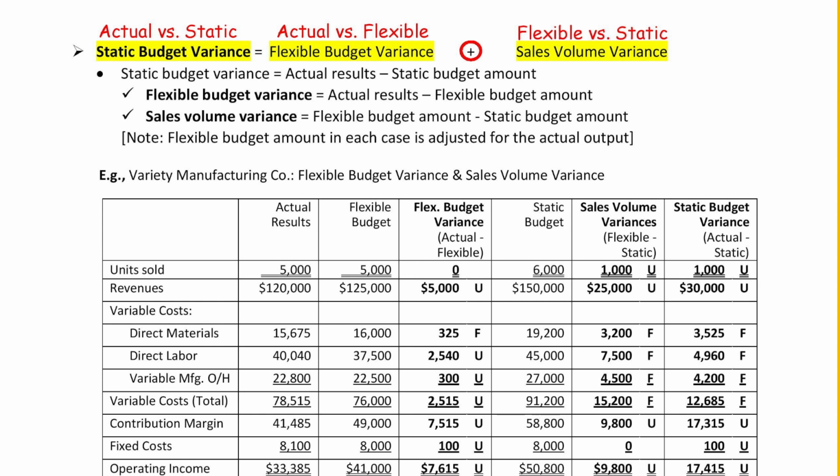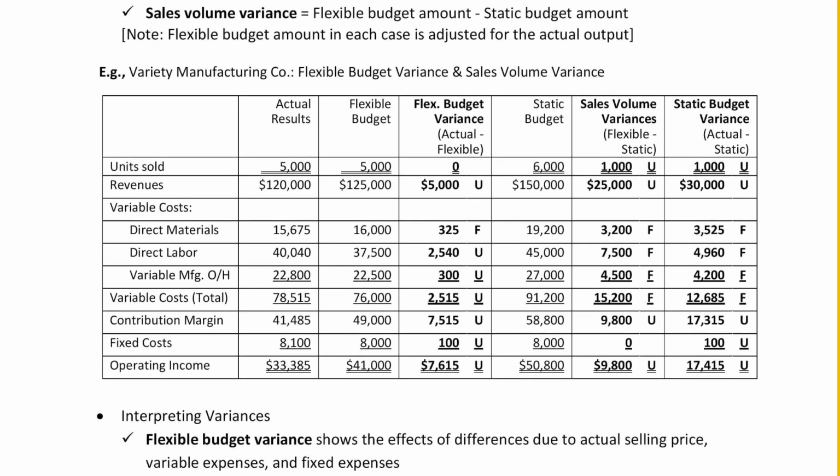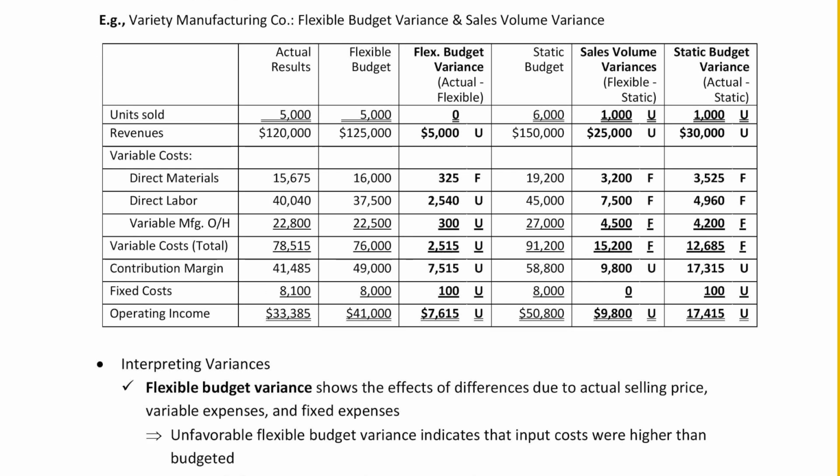Now let's look at the static budget variance analysis for Variety Manufacturing. And we've got a table here with a lot of columns. The first column with the dollar numbers is actual results. We'll start with comparing actual results with the flexible budget, and we are looking at the flexible budget at actual output. So for actual results, the number of units sold is 5,000 units, and we are looking at the flexible budget with the same 5,000 units. So put a box around the 5,000 units under both these columns.